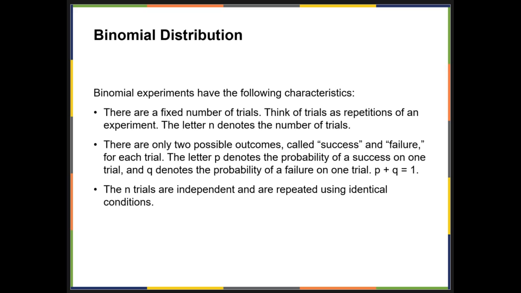This experiment is an example of a binomial experiment. Binomial experiments have the following characteristics. There are a fixed number of trials. Think of trials as repetitions of an experiment. The letter n denotes the number of trials. There are only two possible outcomes, called success and failure, for each trial. The letter p denotes the probability of a success on one trial, and q denotes the probability of a failure on one trial. Note that p plus q equals 1. The n trials are independent and are repeated using identical conditions.